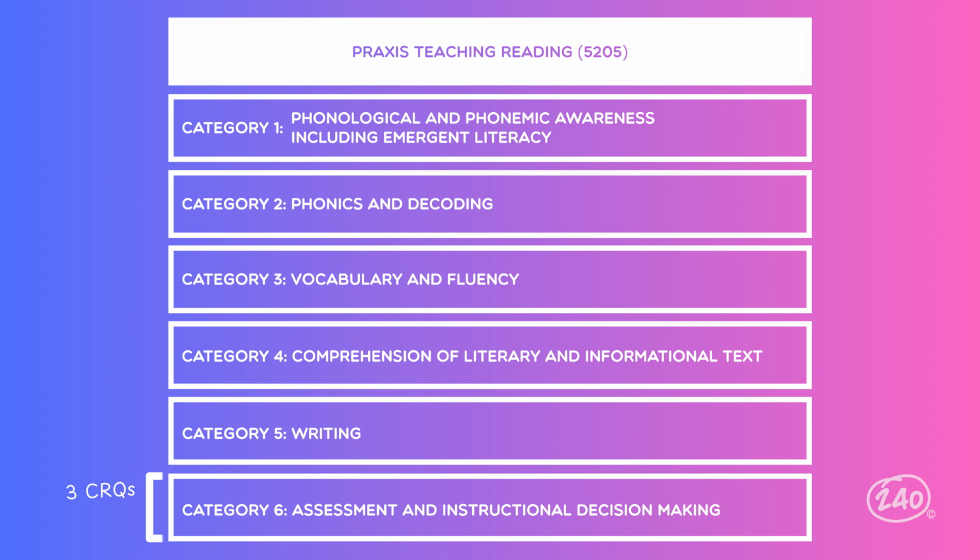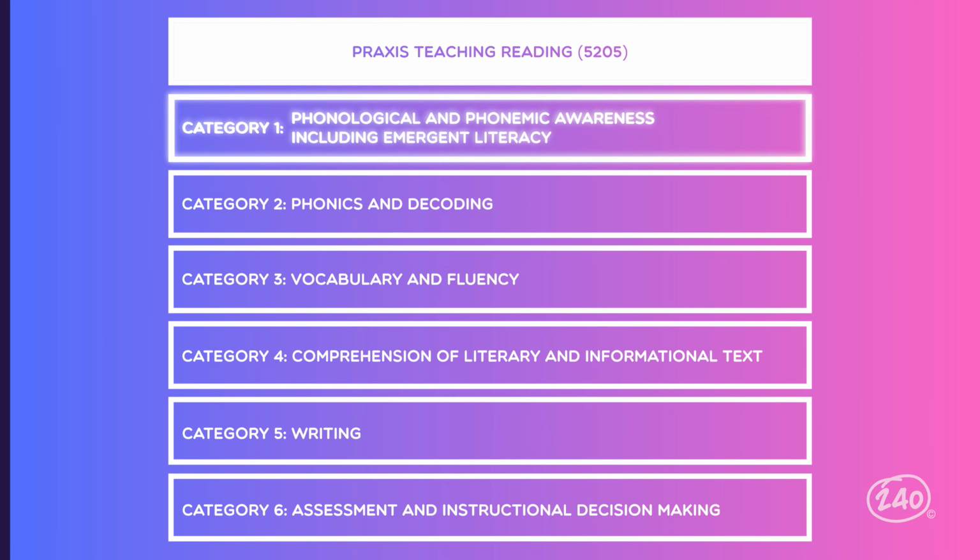These are short response questions that ask you to apply your knowledge of teaching reading from categories 1 through 5 to specific scenarios. This category counts for 25% of your total score, so you definitely want to make sure to keep watching so you get our tips for how to answer the CRQs.